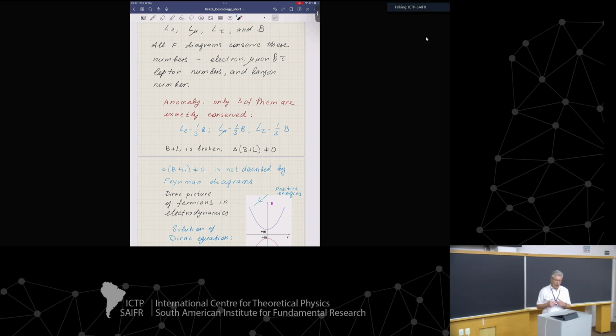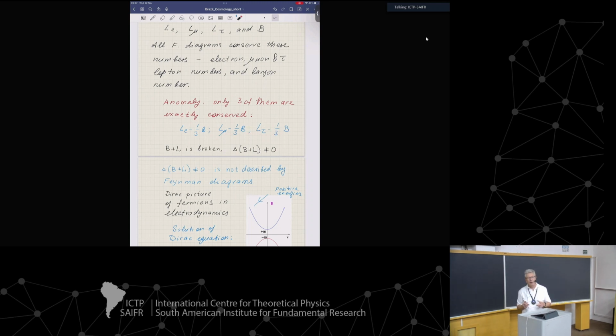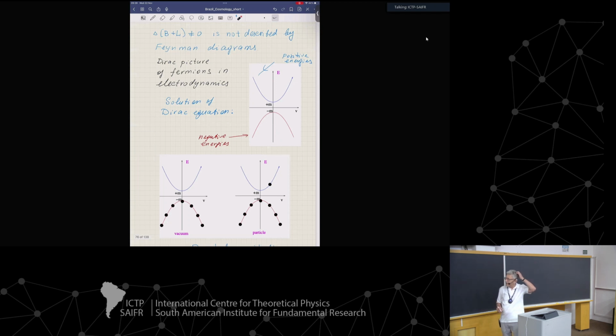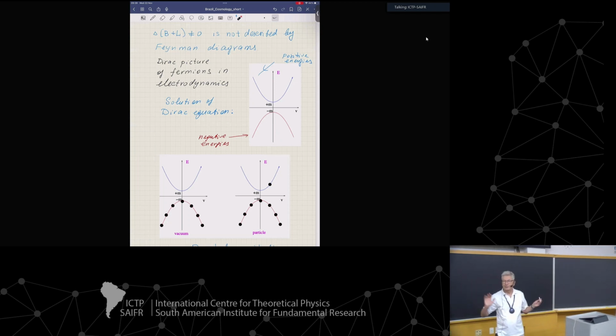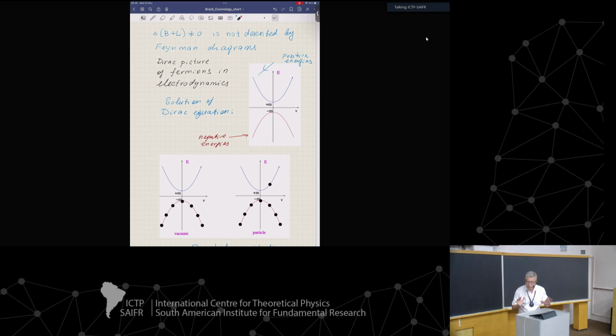However, there is a non-perturbative effect which breaks these numbers. So at the end of the day, only 3 of them are conserved. These are the combinations: number of electrons minus 1/3 baryon number, the same for muon, the same for tau, whereas B plus L is not conserved. What I will tell you now is how we can potentially understand this just by drawing different pictures, without doing computations.